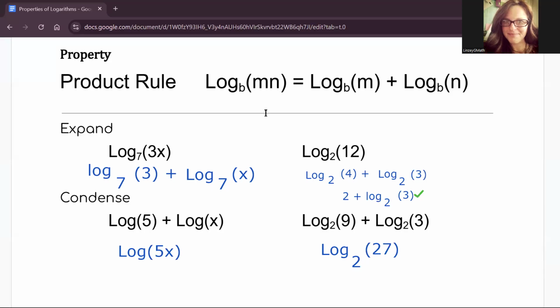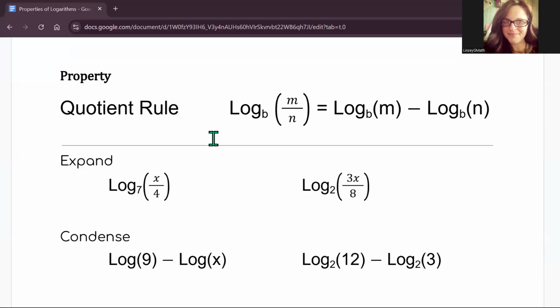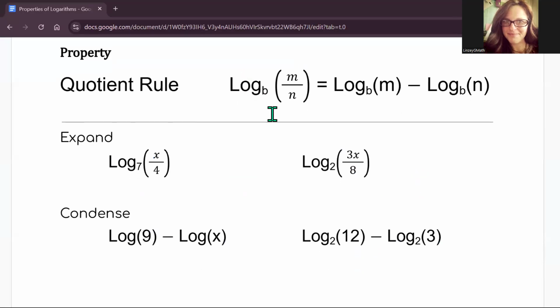Next, we'll take a look at division, the quotient rule. Log base b of m divided by n is equal to log base b of m minus log base b of n, and the order does matter. Order for division, order of subtraction matters. And let's expand. Log base 7 of x divided by 4 can be written as log base 7 of x minus log base 7 of 4.